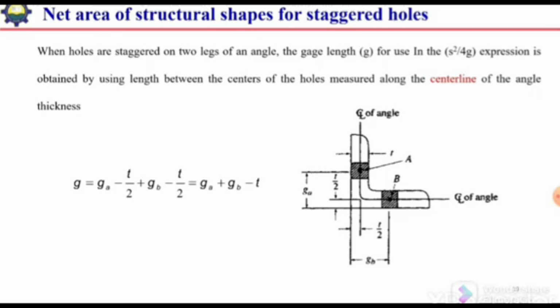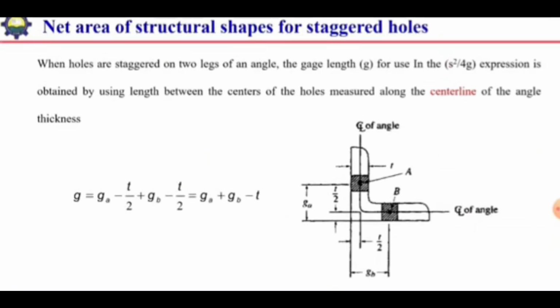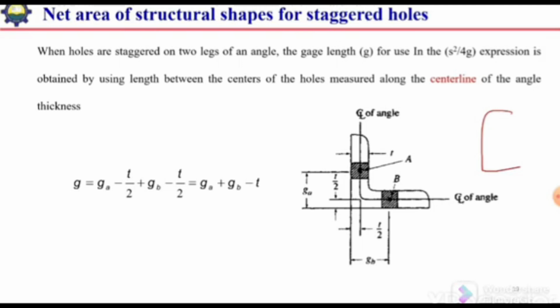The net area that was for simple straight plates. But if we have structural shapes like angle section, T section, or channel section, in that case we need to calculate the gauge length. And in case of structural shapes, if the holes are not staggered, there may be 2 or 3 cases.